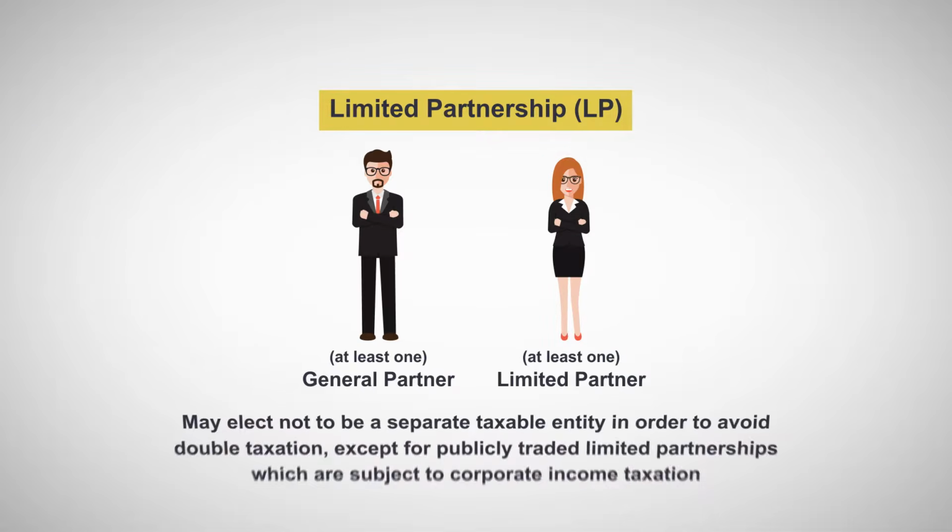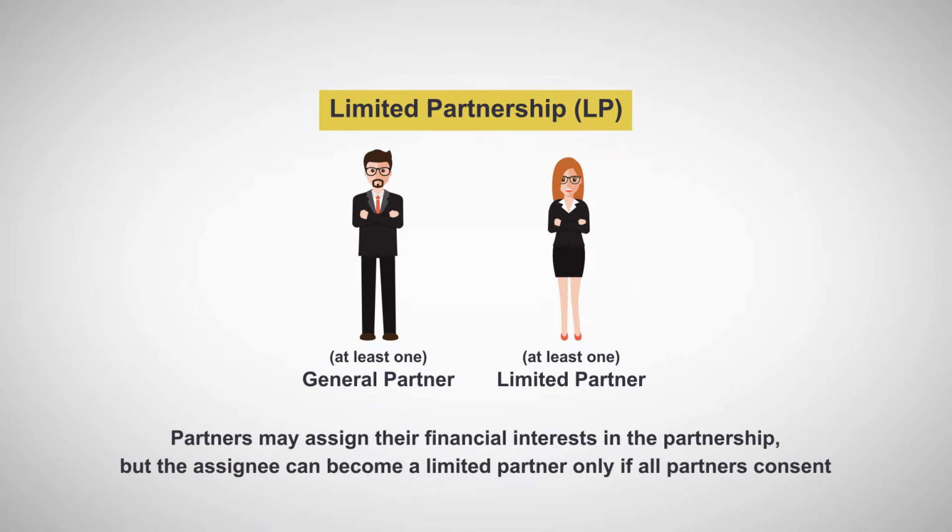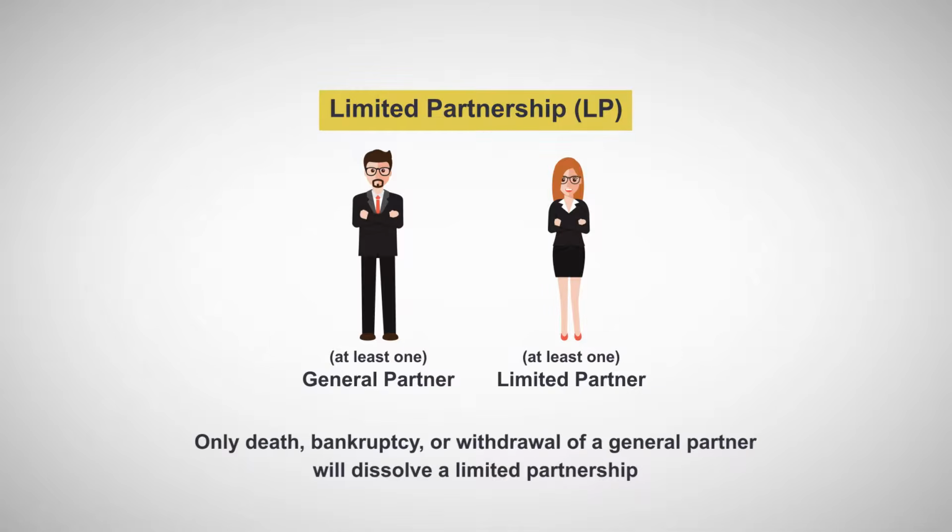A limited partnership may also elect to not be treated as a separate taxable entity in order to avoid double taxation, except for publicly traded limited partnerships, which are subject to corporate income taxation. Partners may assign their financial interests in the partnership, but the assignee can only become a limited partner if all partners consent. And lastly, only death, bankruptcy, or withdrawal of a general partner will dissolve a limited partnership.